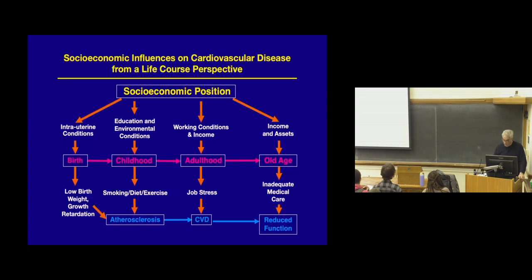And finally, I mentioned the social hierarchy example, and I'm going to come back to that, so I'm going to skip that for now. So you could actually sketch out a whole life course model regarding how different aspects of SES affect different aspects of physiology at different stages in a person's life. You can have socioeconomic positions that affect intrauterine conditions, which affects your state at birth, like low birth weight and growth retardation, which might contribute to atherosclerosis, hardening of the arteries, which contributes to cardiovascular disease and reduced functioning. Or socioeconomic position might affect your education and environmental conditions in childhood, like make you prone to smoking, diet, and exercise behaviors, and so on, in this very complex model where everything is so interlocked.